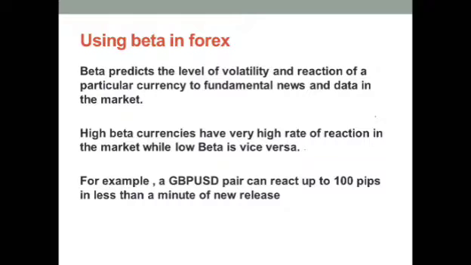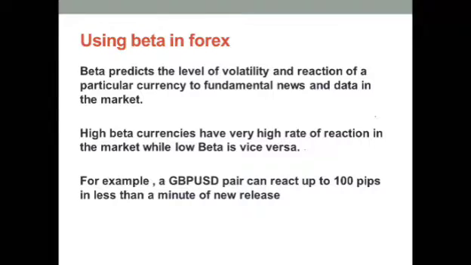So using beta in forex, like I said, beta predicts the level of volatility and reaction of a particular currency to fundamental news and data in the market, exactly the same way I explained. All right. High beta currencies. Now we're picking them. We have two: the high beta currencies and the low beta currencies. So you guys should understand, high beta currencies have a very high rate of reaction in the market, while low beta is vice versa. I think that's self-explanatory.